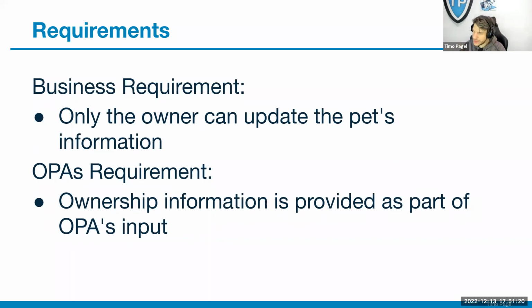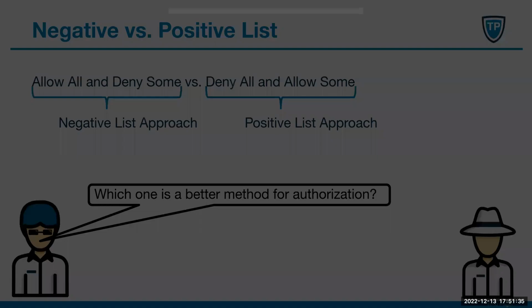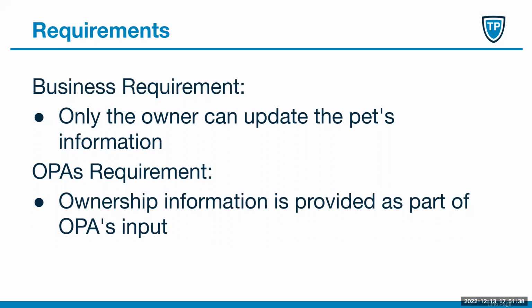Maybe you have different requirements from the business, like only the owner can update the pet's information, and from OPA, you need ownership information, which is provided as input to OPA. But going back to that thing about the tests, we could write tests to do this, right? So you can write tests that run against those Rego files, which allow us to codify these business requirements. And in the best case, you write the test before you write the authorization logic. Absolutely, best case.